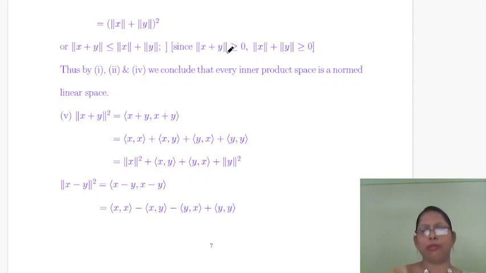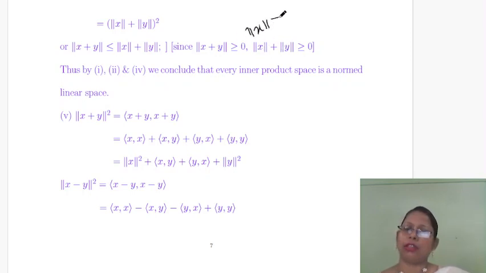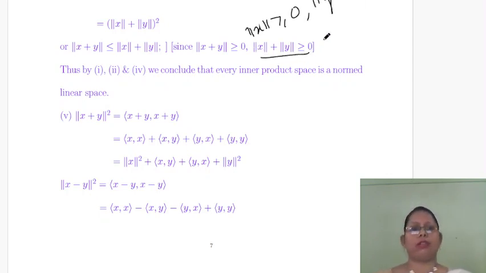Since norm of x plus y is greater than or equal to 0, and before writing this you must know that norm of x is greater than or equal to 0 and norm of y is greater than or equal to 0, so their sum is greater than or equal to 0. Therefore, we have this one.